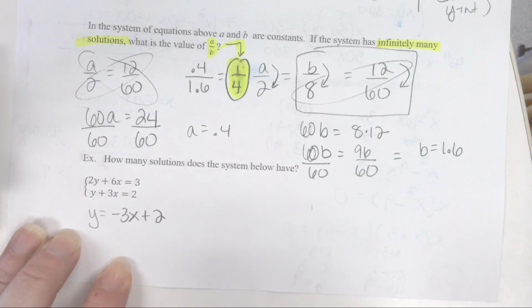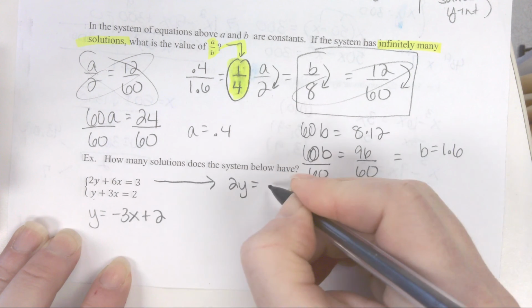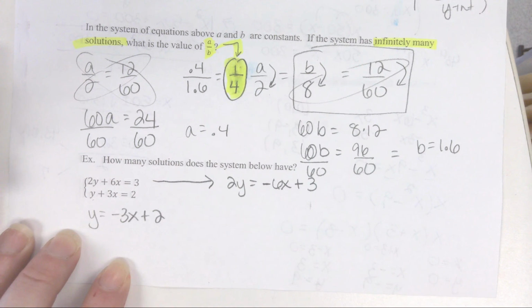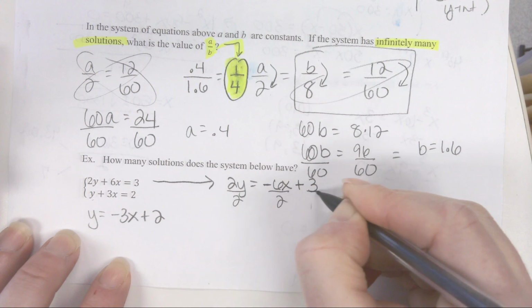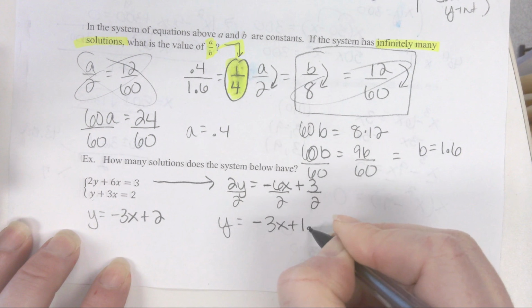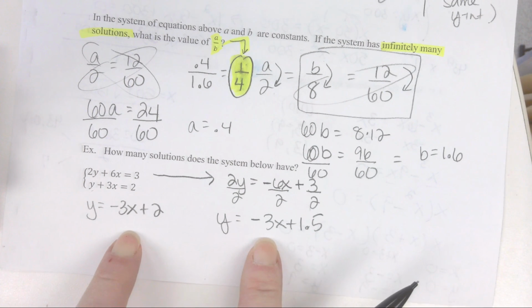Okay, let's do this guy. I have 2y equals, I'm going to move that 6x to the other side. Now what do we do? Divide everything by 2. Okay. How many solutions does this have? No solutions. Why? They have the same slope, different y-intercept.